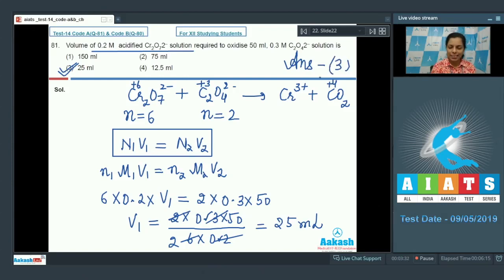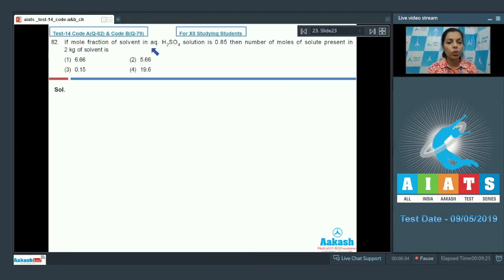Let's take the next question. Question number 82. If mole fraction of solvent in aqueous H2SO4 solution is 0.85, then the number of moles of solute present in 2 kg of solvent is. In this case, what you have is the mole fraction of solvent, that's water. So Chi of H2O is 0.85. What about the Chi for H2SO4? That is equal to 1 minus 0.85, that is 0.15, you know that.